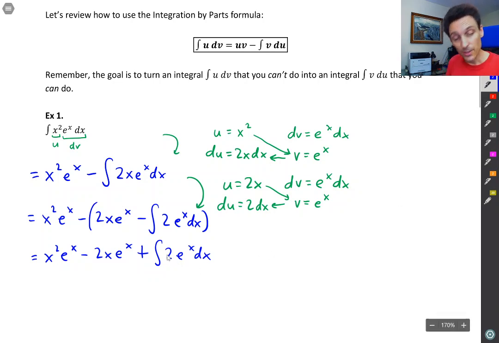Now, when we look at this new integral, this is doable. This is the integral of basically e to the x, which is just e to the x. The 2 is just a coefficient that hangs around. So this would give you x squared e to the x minus 2x e to the x plus 2 e to the x, and then don't forget your plus c at the end.